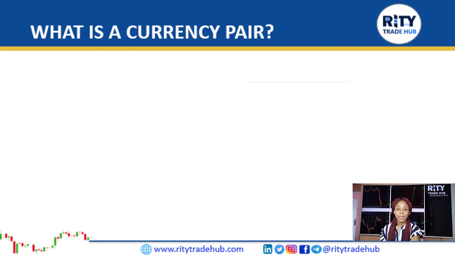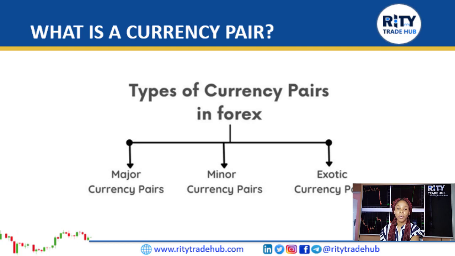So let's take a better look at the currency pairs and see which categories they belong to, okay? There are 3 main categories of currency pairs, right? We have the major currency pairs, we have the minor currency pairs, we have the exotic currency pairs.